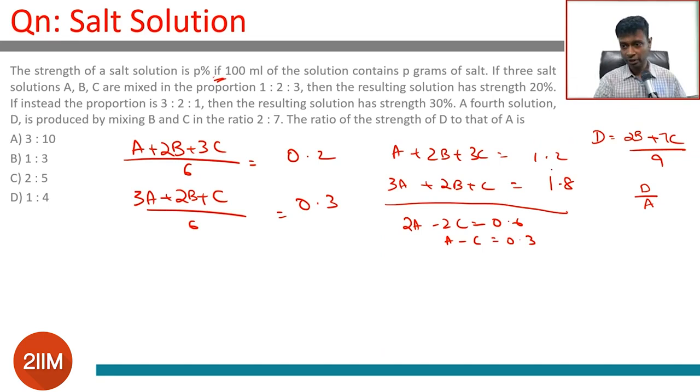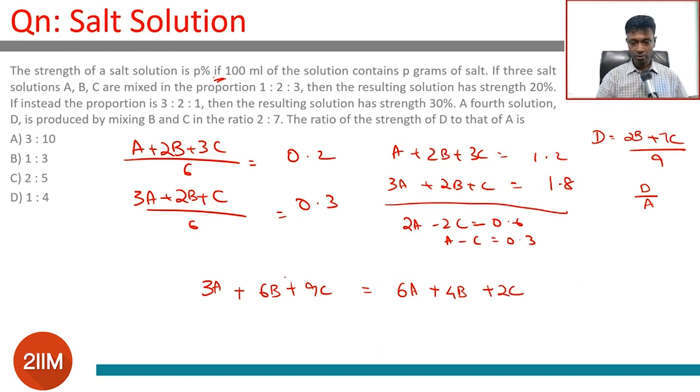So if we multiply this by 3 and this by 2, so 3A plus 6B plus 9C is the same as 6A plus 4B plus 2C. So let's bring the A over to this side and B and C over to this side. So 2B plus 7C equals 3A. This is 2B, 4B, 6B minus 4B is 2B, 9C minus 2C is 7C, 6A minus 3A is 3A. 2B plus 7C equals 3A.